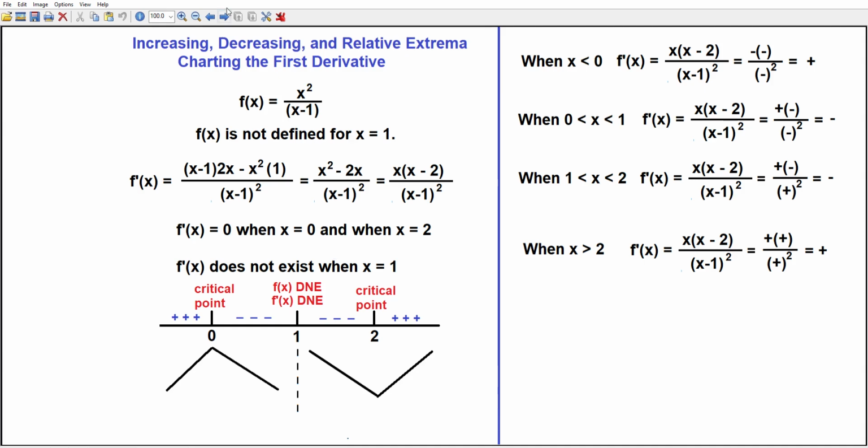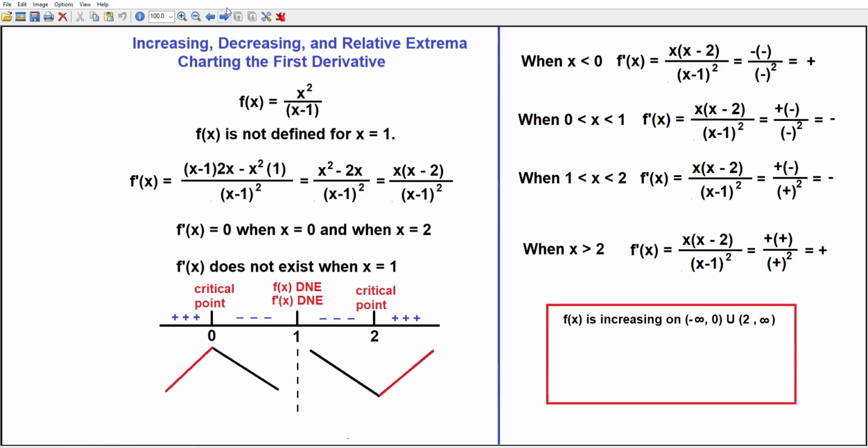The next thing to do is try and figure out from here where the function is increasing and decreasing. F of x is increasing where the lines go up, and you can see that's between minus infinity and 0, and between 2 and infinity, which is where f of x is increasing. We look to see where the lines go down. That's between 0 and 1 and 1 and 2. So f of x is decreasing on (0, 1) union (1, 2). Notice that it is incorrect to say that the function is decreasing between 0 and 2 because the function is not defined at 1. So you have to break the interval so that we're only talking about places where the function is defined.